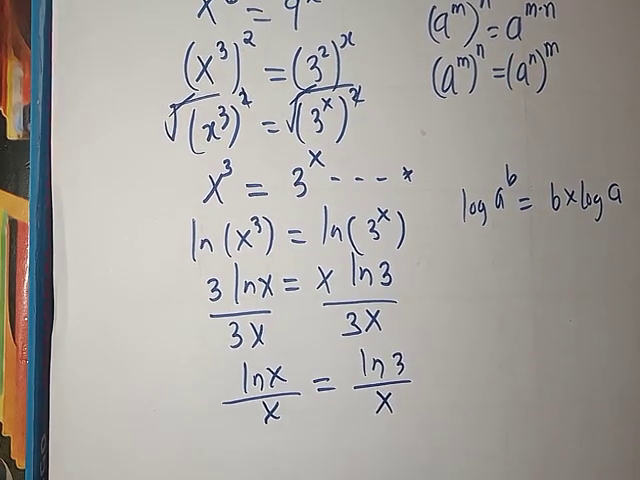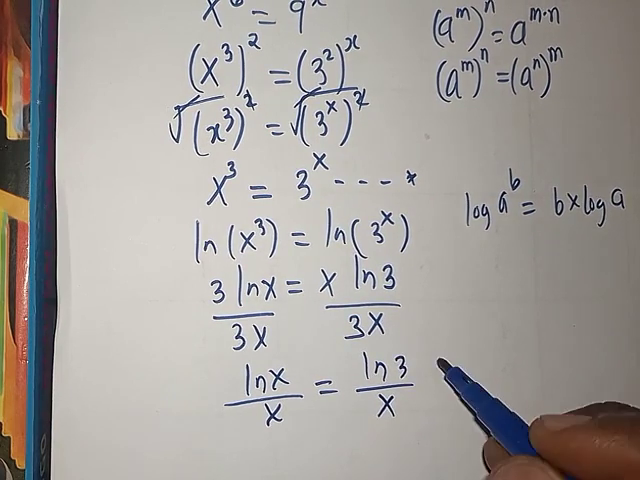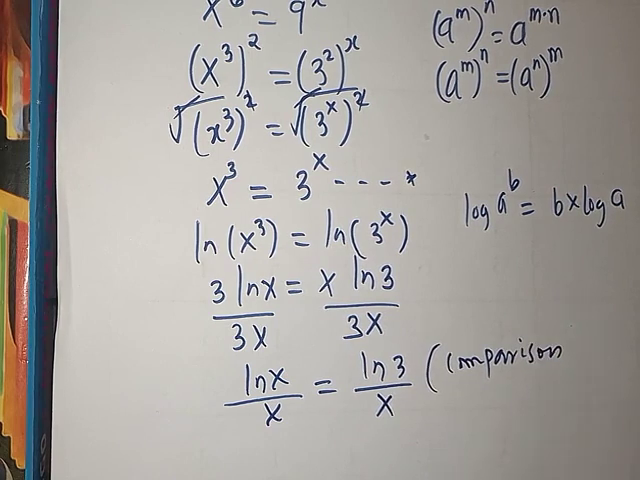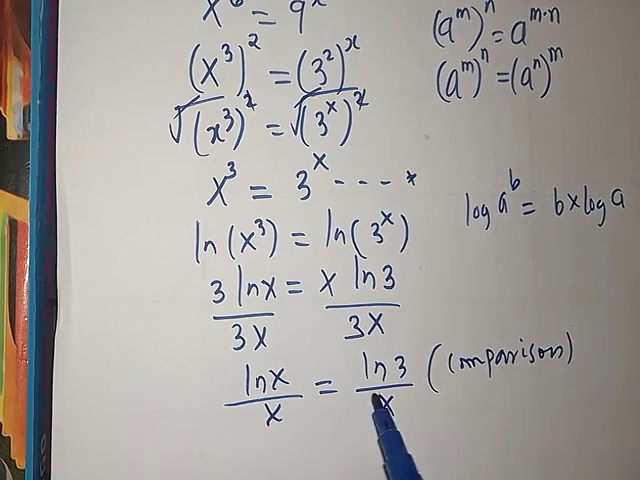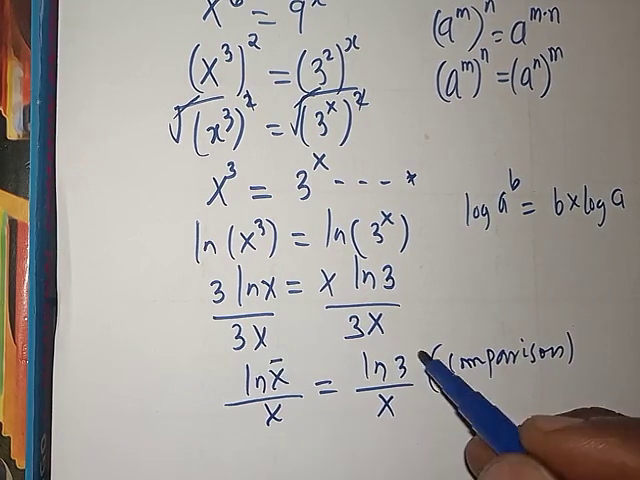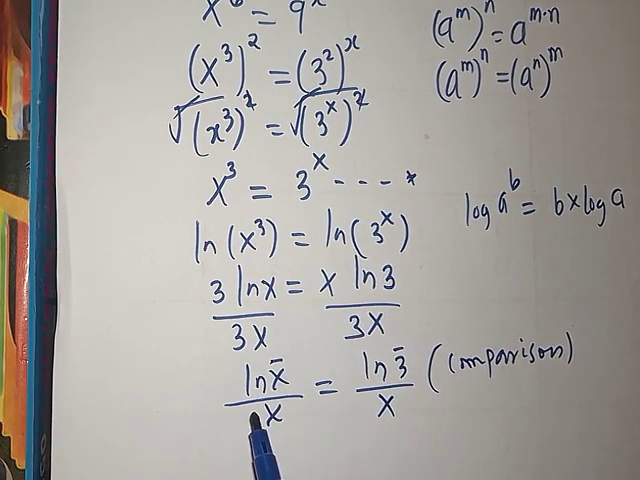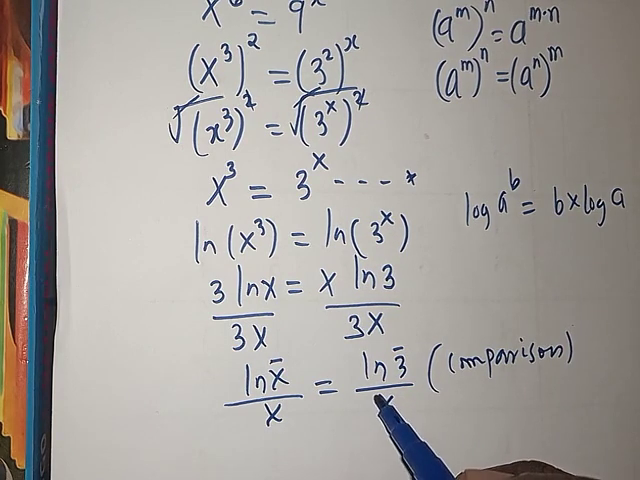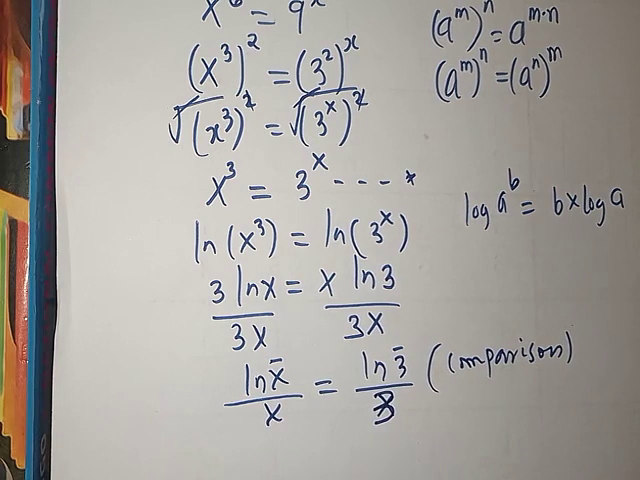Now from here, the next thing we can do is the comparison of the two sides. Look at this place here. Since we have ln x here and we have ln 3 here, and the denominator here is supposed to have 3, not x, we can see we have x on one side and we have 3 on the other.